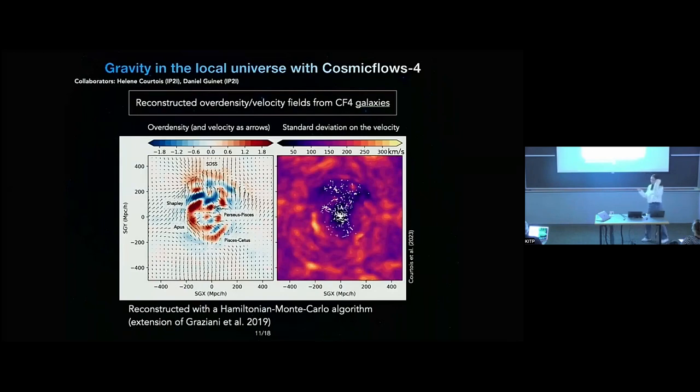This plot, let's have a look at the left panel first, is showing the constructed overdensity and velocity field from the Cosmicflows galaxies with a Hamiltonian Monte Carlo algorithm. In blue, you have the underdensities, in red, you have the overdensities, and the velocity field is represented as black arrows. And you can recognize some structures like Chaplet, Apus, Pachycetus, Coma, Norma. And you have also the SDSS part over there.